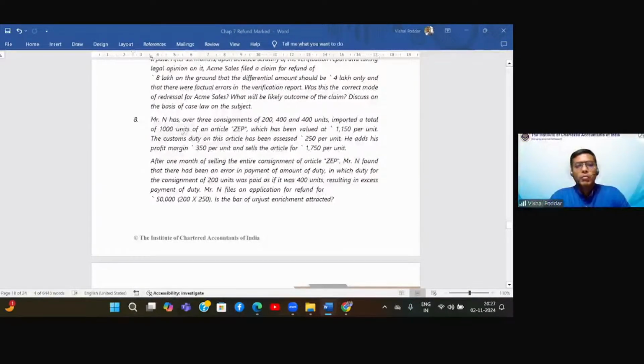Next case. Mr. N has over 3 consignments of 200, 400, 400, imported a total of 1,000 units of articles. So as you can see, first 200, then again 400 and 400. So total they have imported 1,000, which has been valued at 1150 per unit. The customs duty on this article is assessed at 250 per unit. He adds his profit margin of 350 and sells the article at 1750. So they have given you costing. So 1150 is the price. To this 250 customs duty, so it becomes 1400. To this 350 margin, it becomes 1750. That is how your price breakup is given.